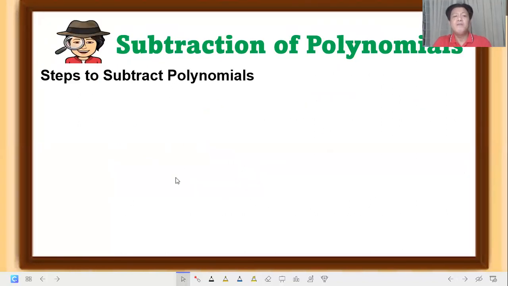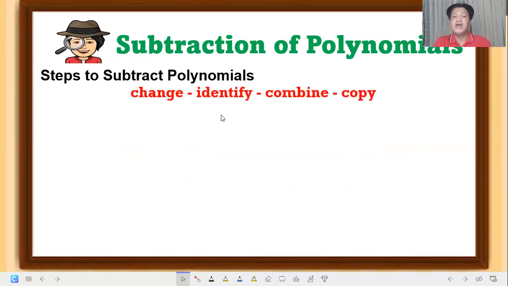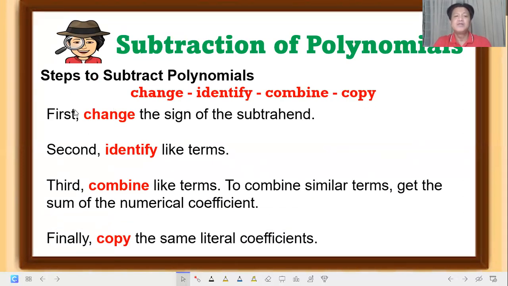So with that, kung meron tayong steps sa pag-add ng polynomials, we also have the steps to subtract polynomials. So eto naman, we have the change, identify, combine, and copy. Diba? Nadagdag lang yung change doon sa unahan from the steps of adding polynomials na identify, combine, and copy. So this stands for, first, change the sign of the subtrahend. Second, identify like terms. Third, combine like terms. Diba? Pag sinabing combine like terms, simply get the sum of the numerical coefficient, and then finally, copy the same literal coefficient. So tandaan lang natin yung steps natin.